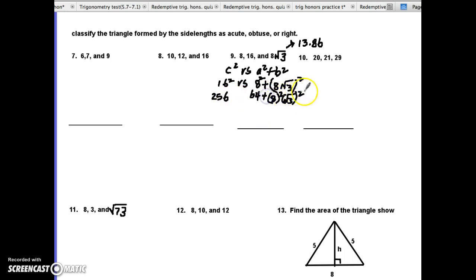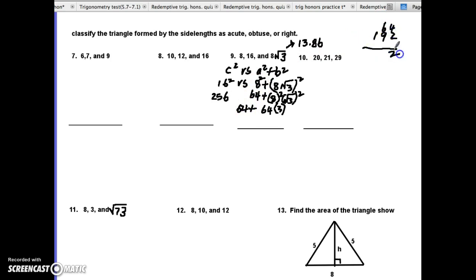So this would be 64 plus 8 squared is 64. And root 3 squared is 3. And 3 times 64 is going to give me, 3 times 4 is 12. I'm going to put it up here. 3 times 4 is 12. 3 times 6, 18, and 1, 19. Got 192 plus 64.